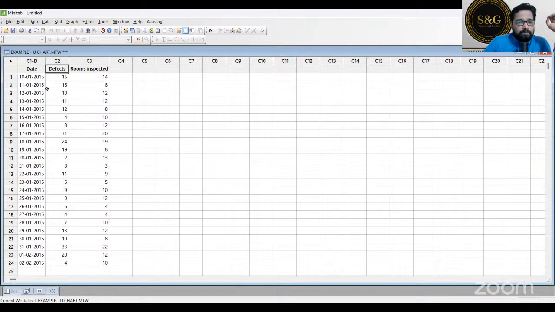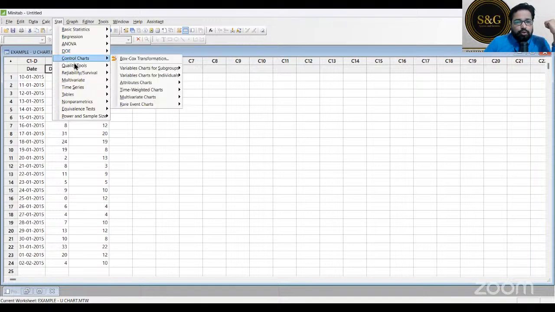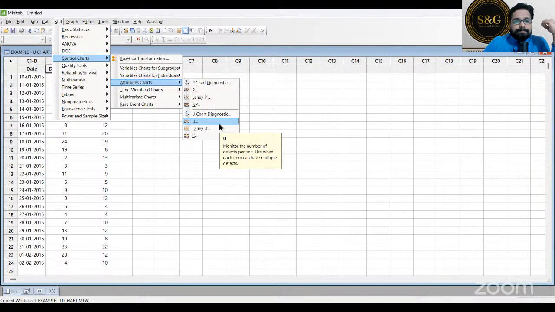Okay. Now let's go to stat. Now we are doing U chart, right? So go to stat, control charts, attribute chart, and here you will find U chart. Stat, control chart, attribute chart, U chart. Okay. Just click on U chart. Follow the same process. Even in the first session itself, you will get accustomed to this. Stat, control chart, attribute chart. Okay. And then the rest of the 4 options are there. So go to U chart.